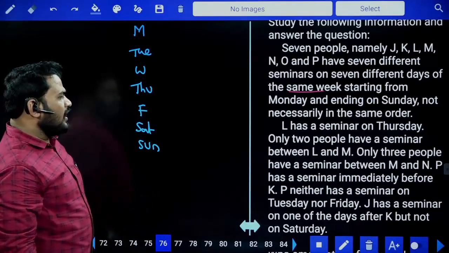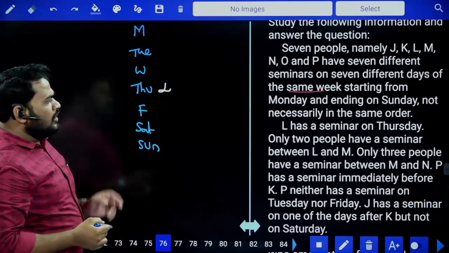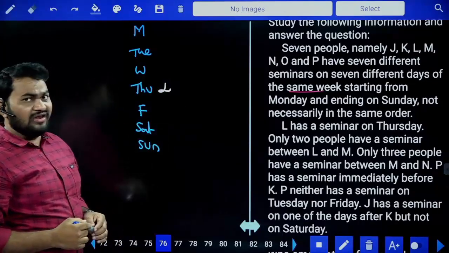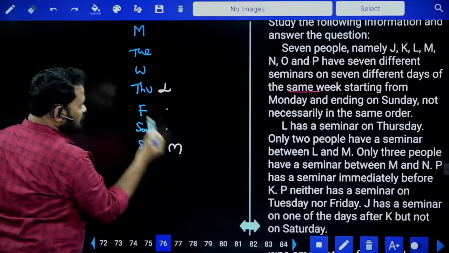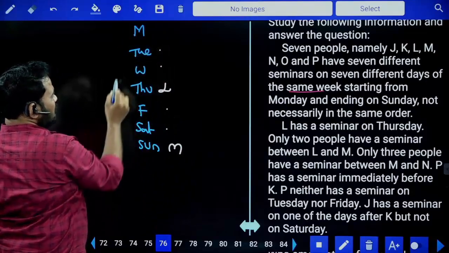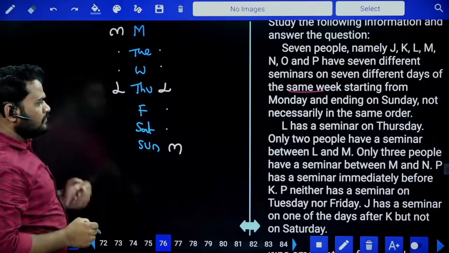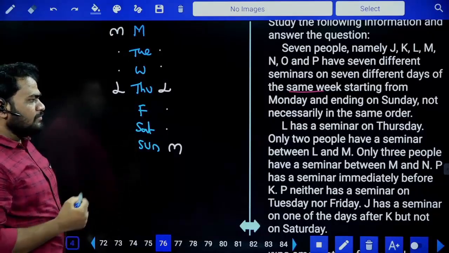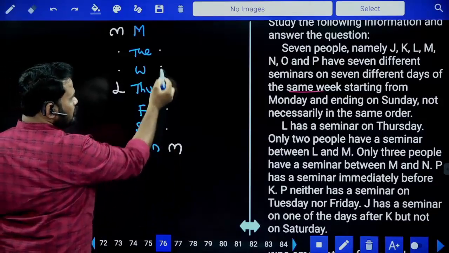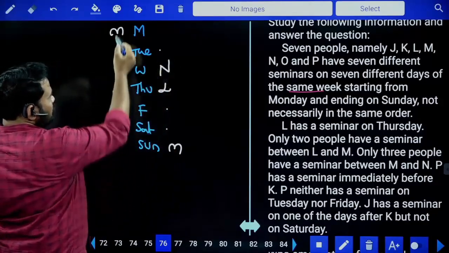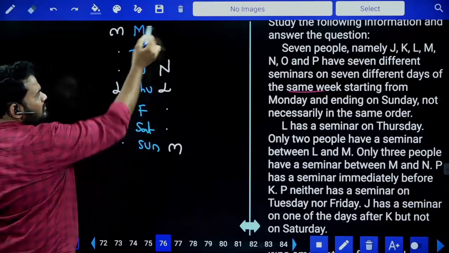L has a seminar on Thursday, so on Thursday we need to place L. The next condition: only 2 people have a seminar between L and M. 2 between L and M, so M may be here, or M may be on Monday. Let us take it on the left side. Only 3 people have a seminar between M and N. If M is here, then 1, 2, 3, this is the position for N.